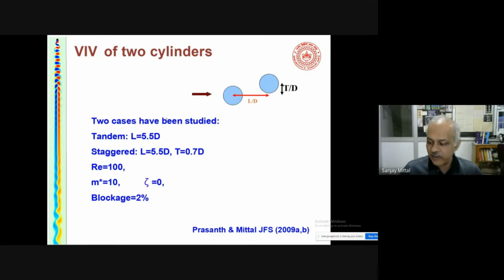Okay, very quickly, I want to show you what happens if you have two cylinders instead of just one. We did two studies for this: a tandem, where they are in line with each other, and a staggered arrangement, where they are not just in line, but there's also a little bit of staggering. The Reynolds number was kept at 100, mass ratio is 10, and no structural damping.